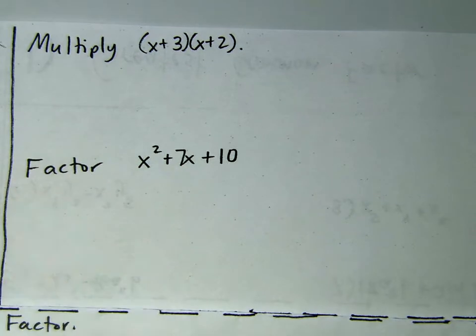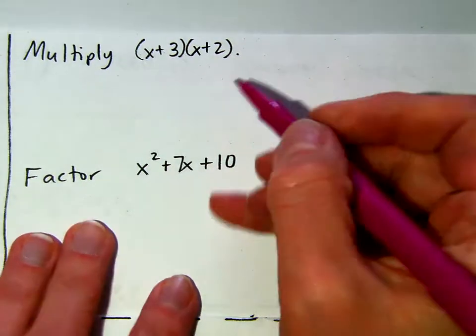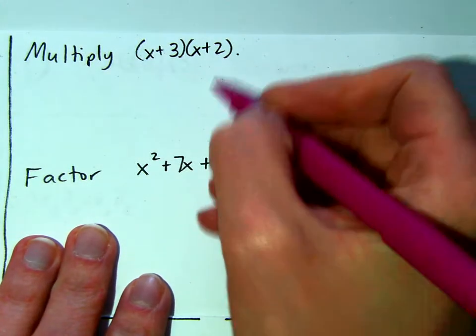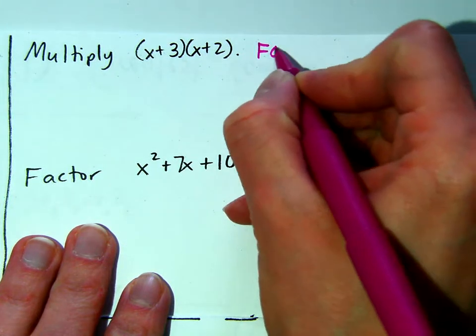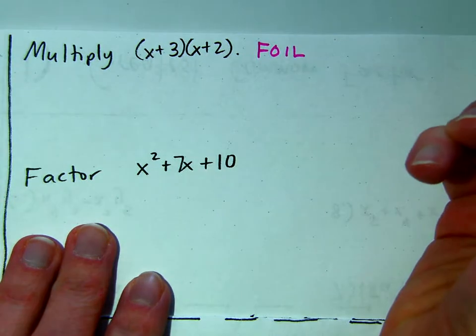So you may be wondering, why are we multiplying them again? Well, we're going to investigate some of the patterns that happen when we multiply these. So remember when we're doing this, that you're distributing everything to everything else, and we use that acronym FOIL just to remember how to do that.